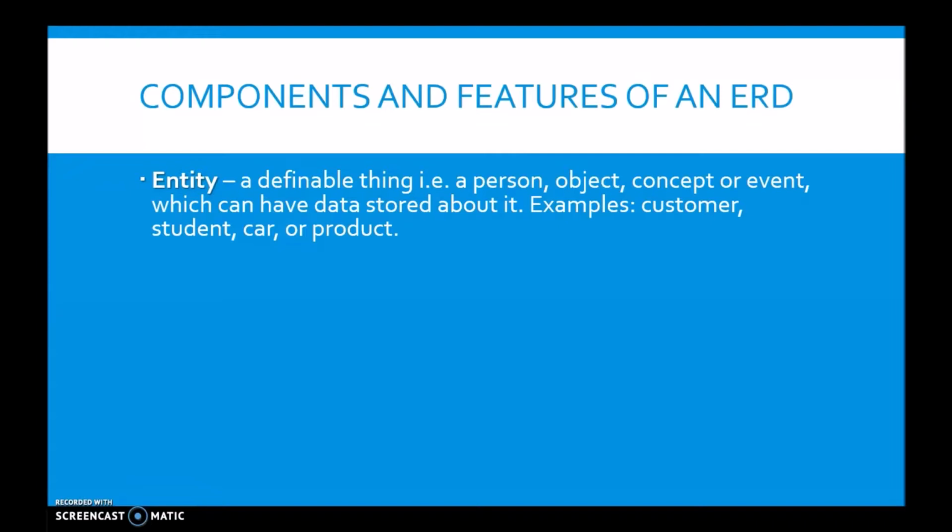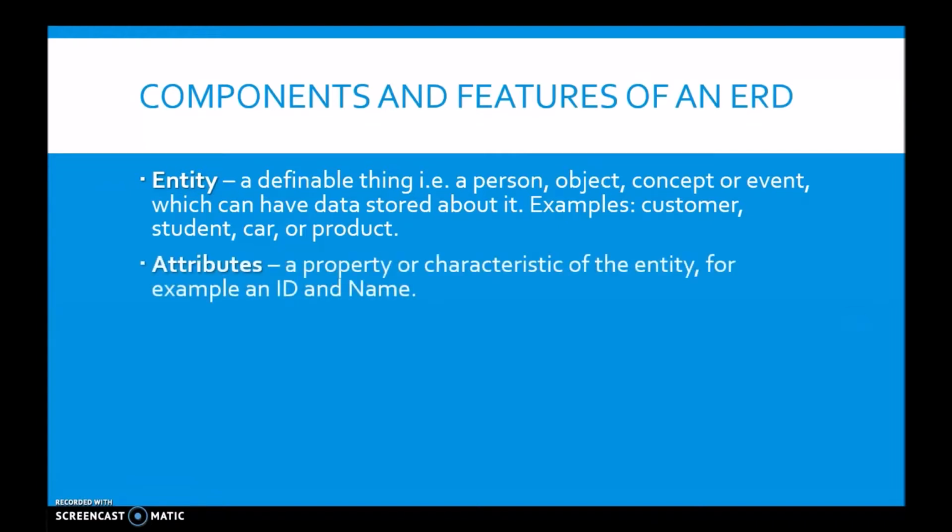The attributes of that entity would basically be the properties and characteristics of that entity. So what goes into that table, what data goes in there. An example of this would be ID and name and say email address, or depending on the table, a range of different data and attributes can go in there.